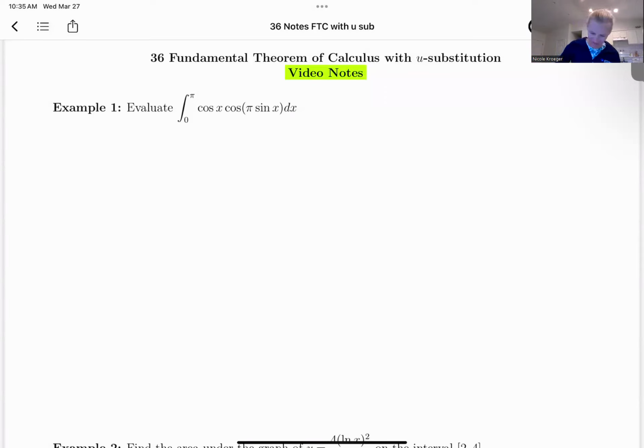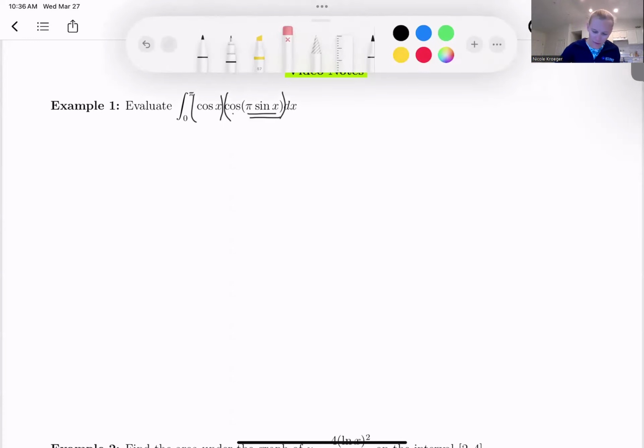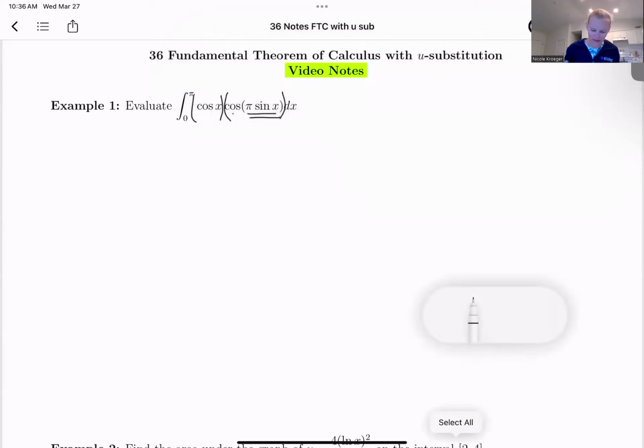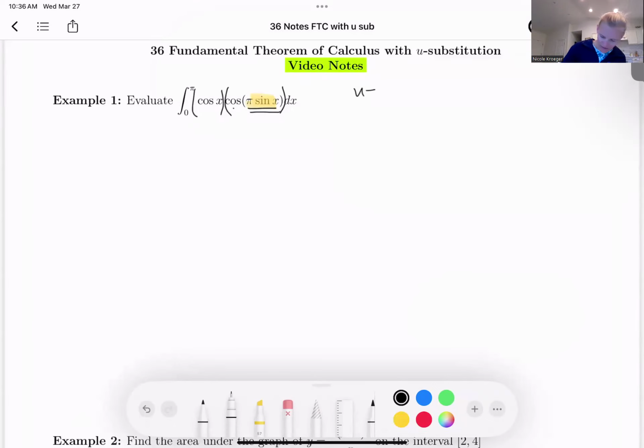So if we look at this problem here, I want you to be careful that this is cosine of x times cosine of pi sine of x. The pi sine of x lives inside of that second cosine. And so what I would suggest here is, since we have a function inside of a function, the pi sine of x is inside of cosine, I'd probably try u substitution here. In that case, I would pick u to be pi sine of x. My du over dx then is pi cosine of x.